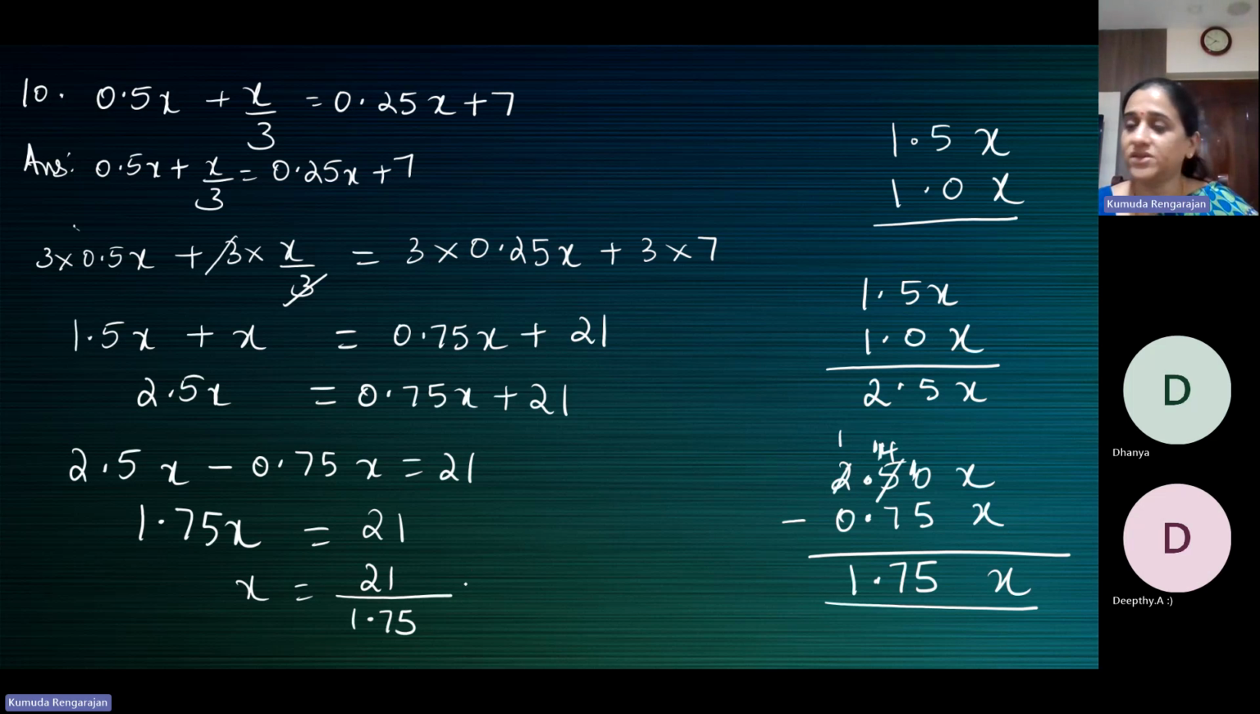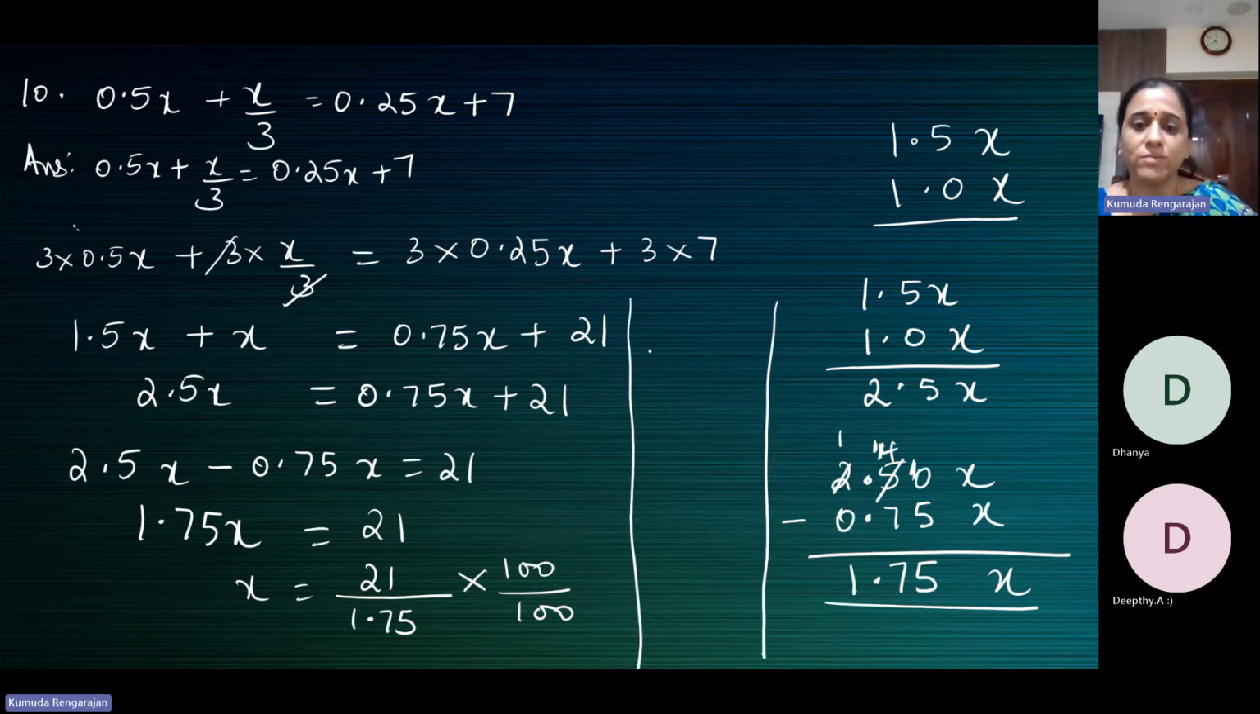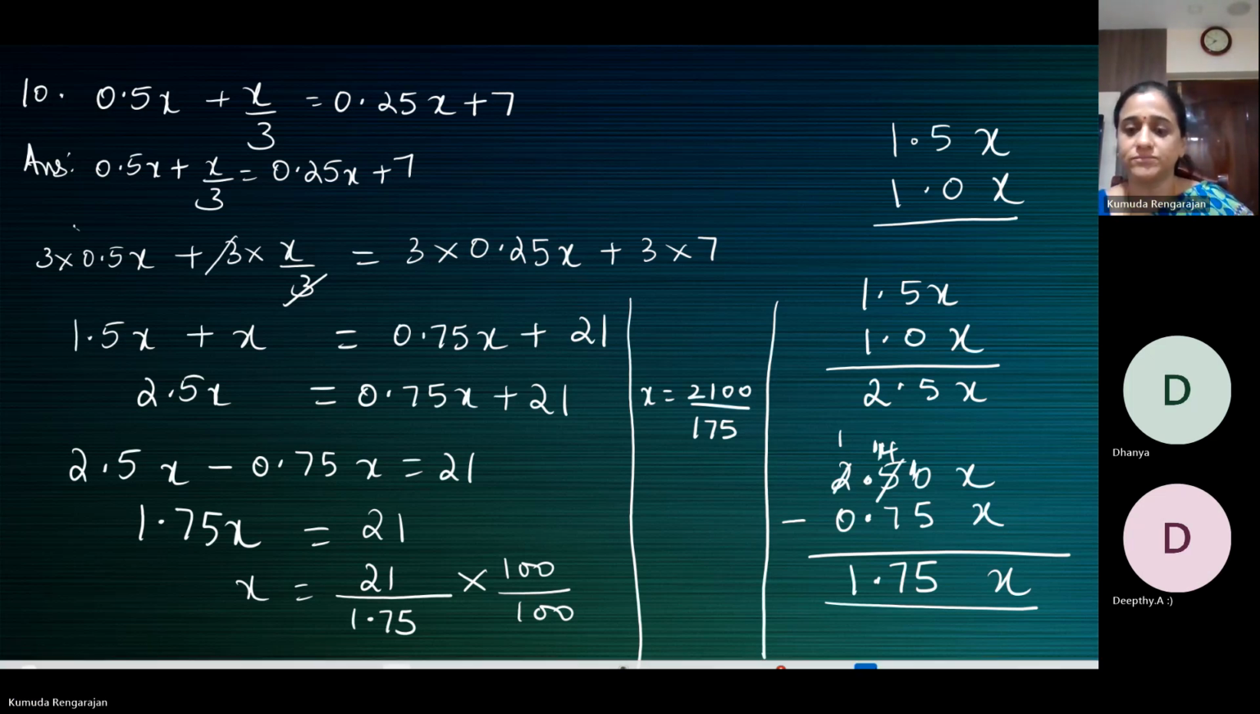So how do we get rid of the decimal point? Multiply the numerator and denominator by 100. Correct? Multiply the numerator and denominator by 100. So what happens? x is equal to 2100 divided by 175.